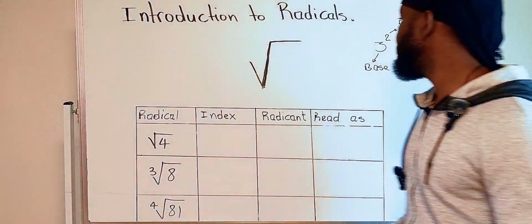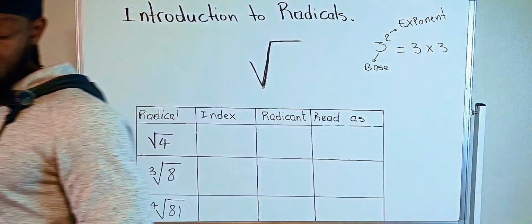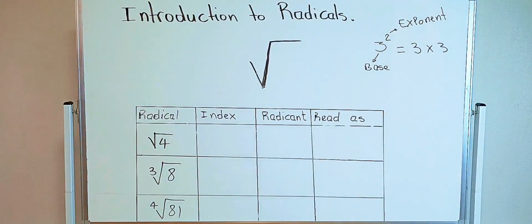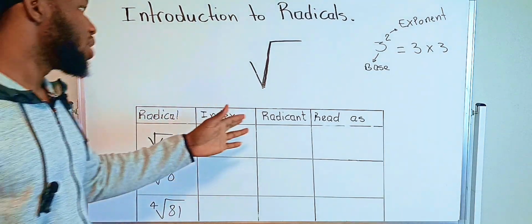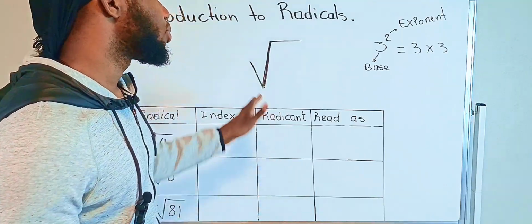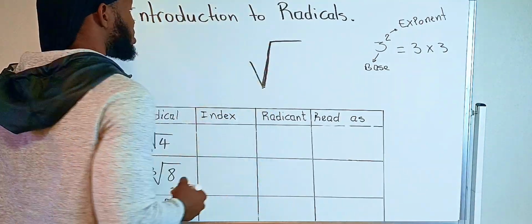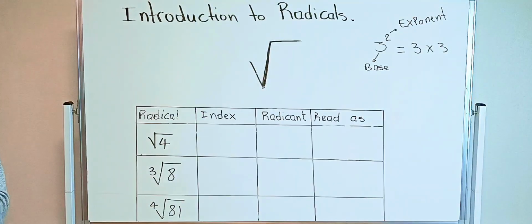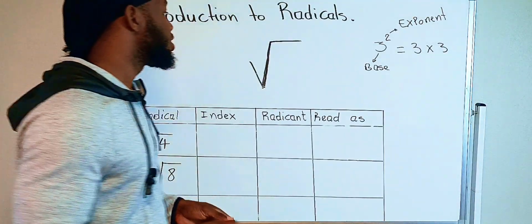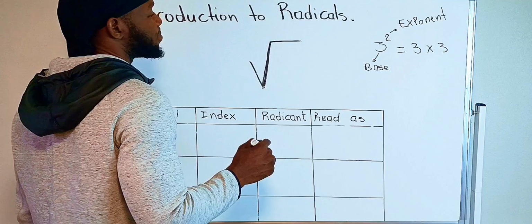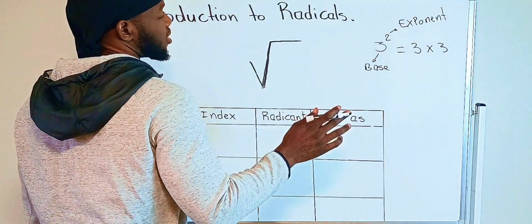So right now, guys, we are going to talk about radicals a little bit. But before that, let me give you a quick explanation. This is the symbol for the radical. This is the radical symbol.